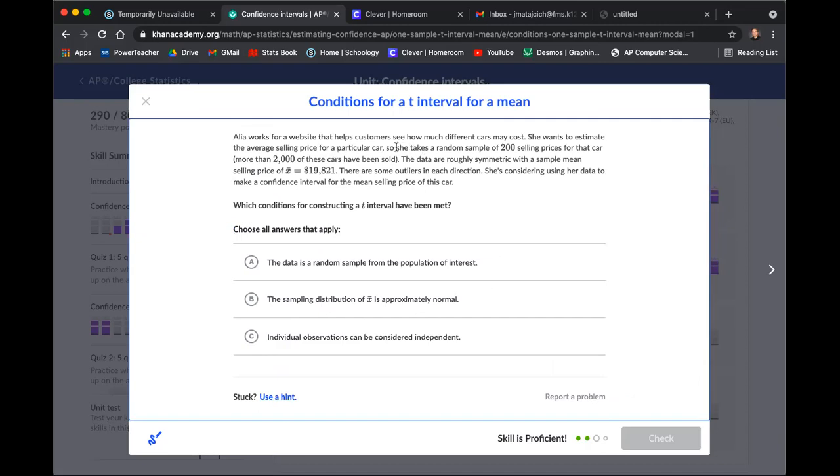So this person takes a random sample of 200 selling prices for that car, and more than 2,000 have been sold. So 200, it meets that 10% rule. 200 is 10% of 2,000, that's good. Again, it said that she took a random sample, that's good. And it's normal because that sample size was so large, and even the data are roughly symmetric. So looks like all the conditions have been met. You can absolutely create a confidence interval for this situation.